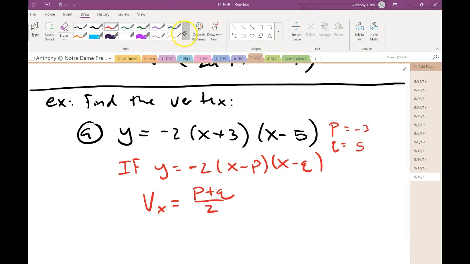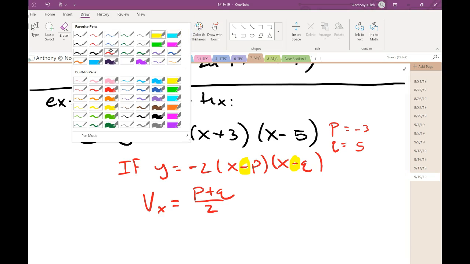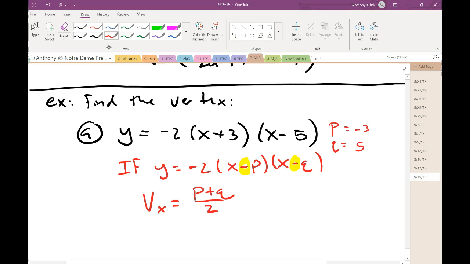So notice that in the equation for intercept form, we have subtraction symbols in there. So just like the h's, the p and the q are going to be the opposite sign of what they appear in our function. So when I do that, I get 1. Is everybody okay with that? Of course. To find the y-coordinate now, I'm just going to do f of 1.